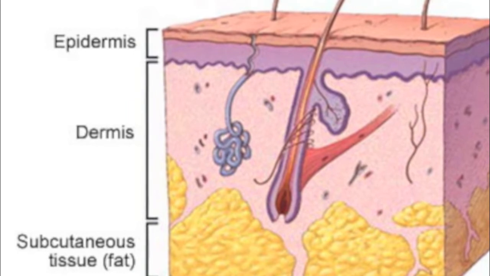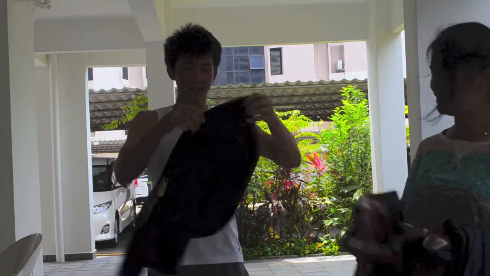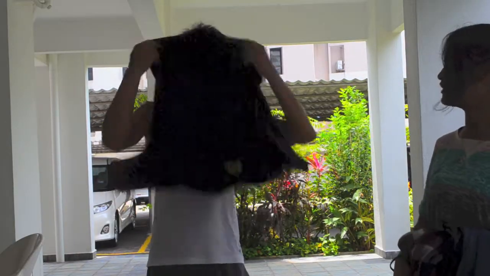Now we will move on to the adipose tissue. Let's pretend these are adipocytes. Right now, adipocytes are fat cells. Right now, he has very few adipocytes. Let's add more fat to him.